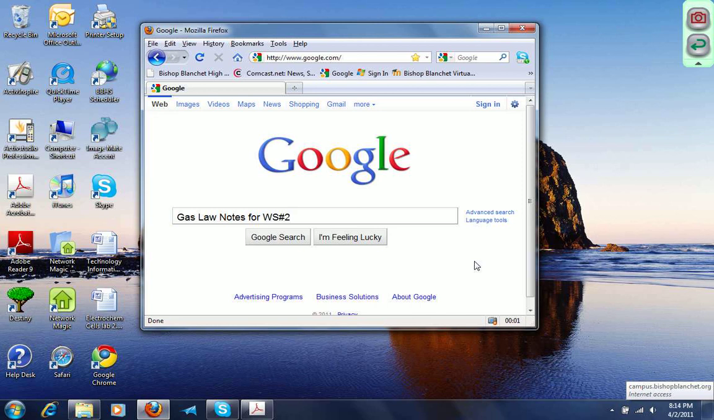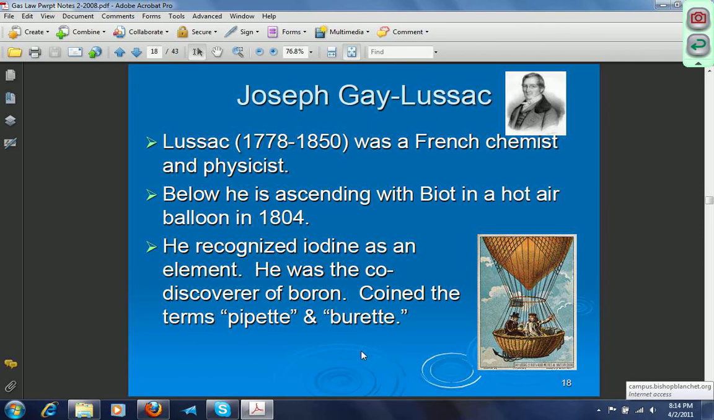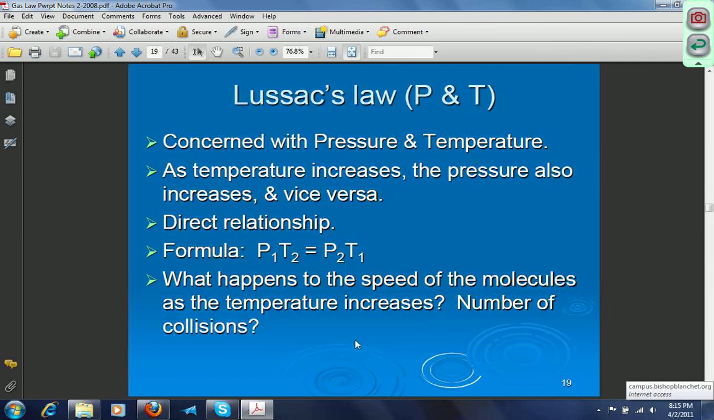These are notes for gas law worksheet number 2. Joseph Gay-Lussac was a French chemist and physicist. Below he's ascending with Biot in a hot air balloon in 1804. He recognized iodine as an element. He was the co-discoverer of boron, and he coined the terms pipette and burette.